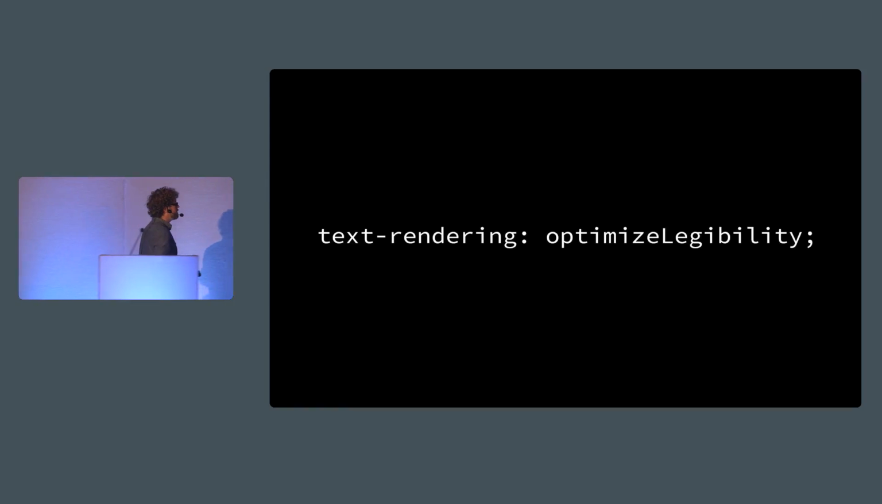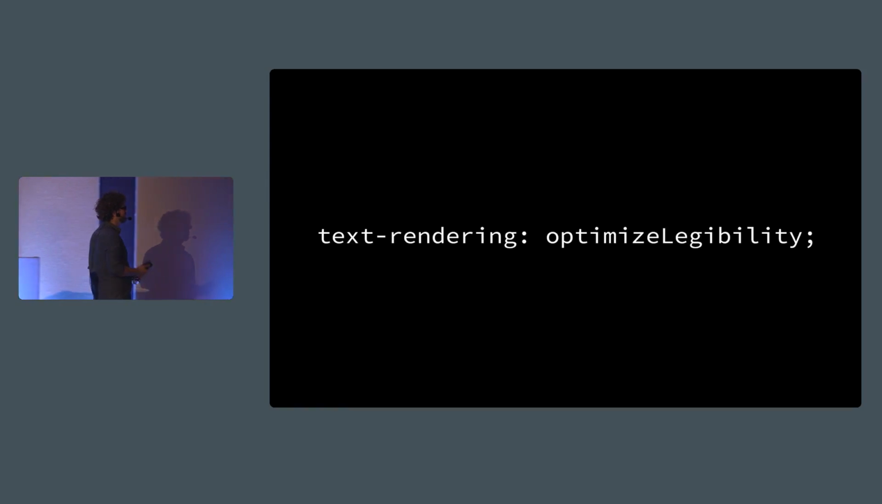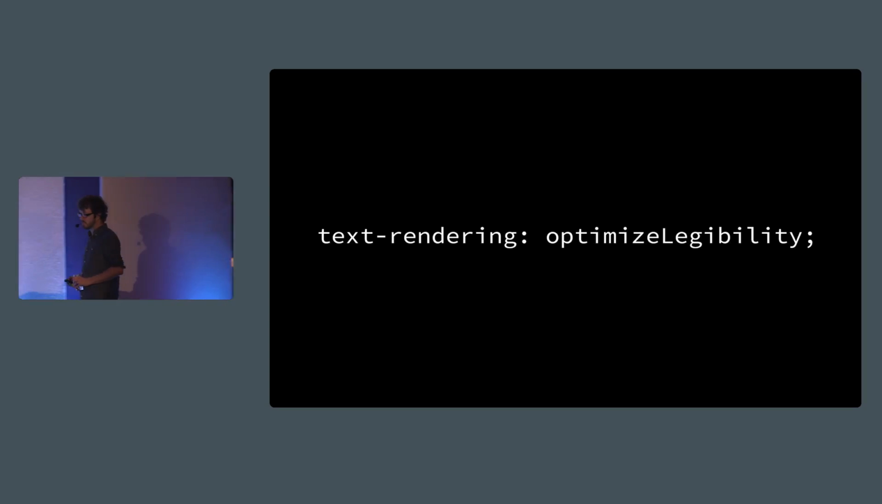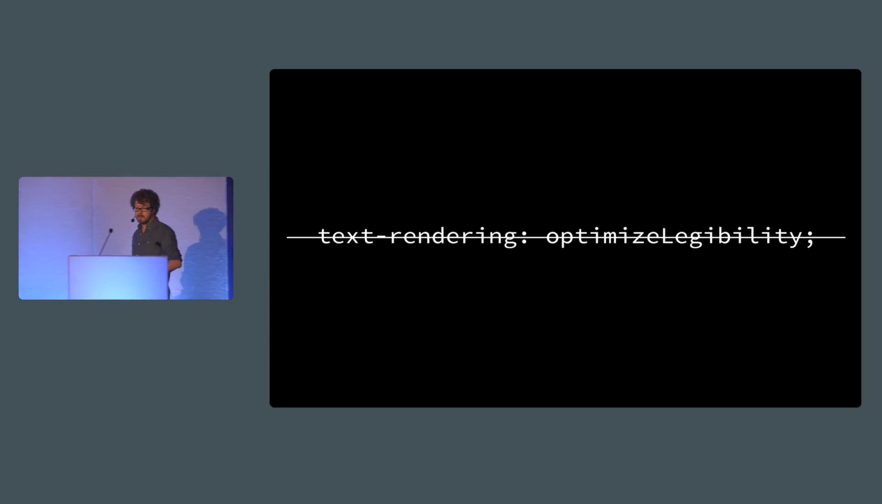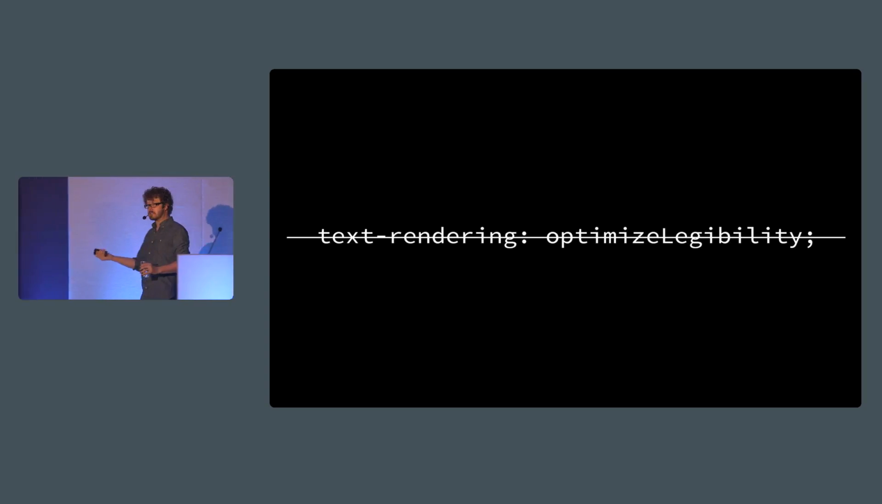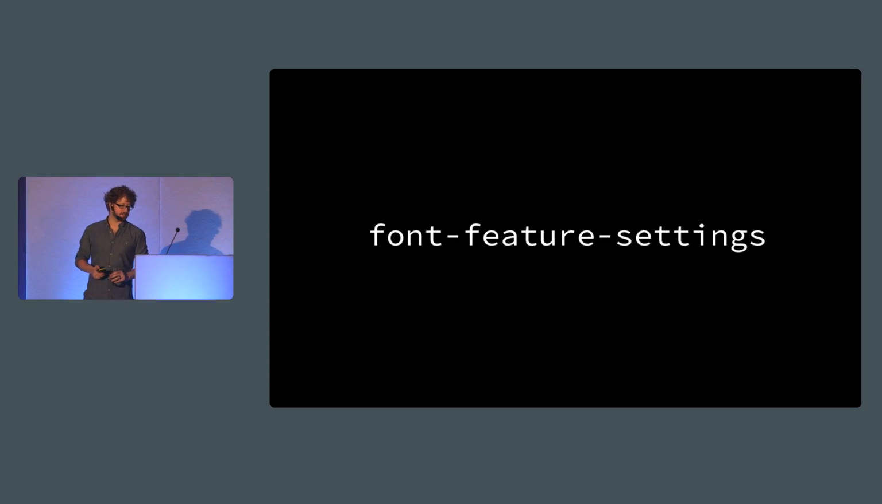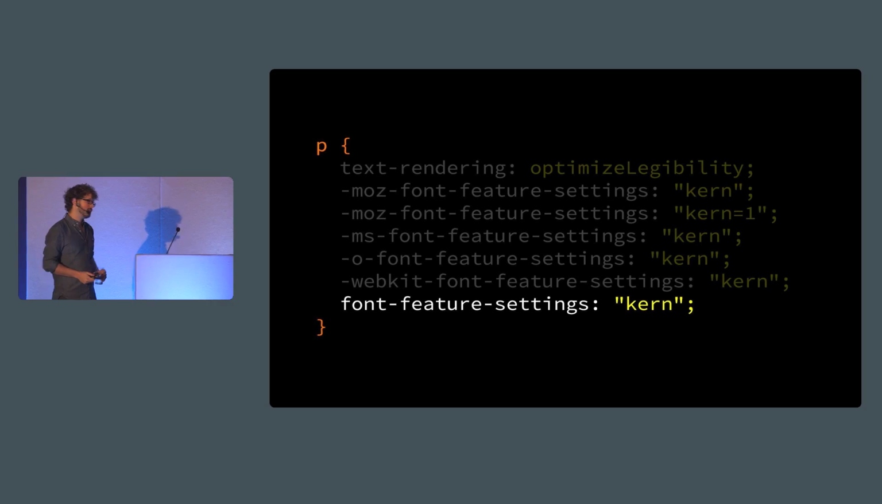So, turning on kerning. Let's look again. This is how people traditionally have turned it on. This kind of not particularly safe, but kind of catch-all option of text-rendering: optimizeLegibility. As I mentioned before, it's not for the best. It is much better to use, you guessed it, font-feature-settings. Absolutely no surprises there.